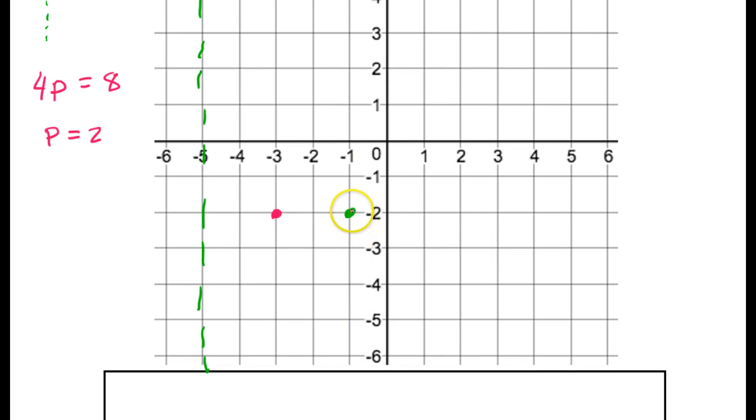So since the focal width is 8, if I go up 4, that will give me a point, and if I go down 4, that will give me a point. So again, you can see if I go from one side of the parabola to the other, that's going to be a total focal width of 8. So that gives us the points that we need in order to graph the parabola. Okay, all we need are 3 points.